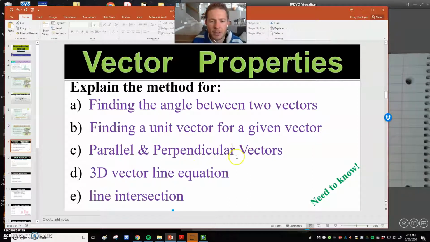Now, perpendicular vectors, our shortest test for that is that the dot product equals 0. If you forget that, you can go back to the angle between two vectors and set it equal, but that'll end up giving you the same thing again. The dot product will equal 0.